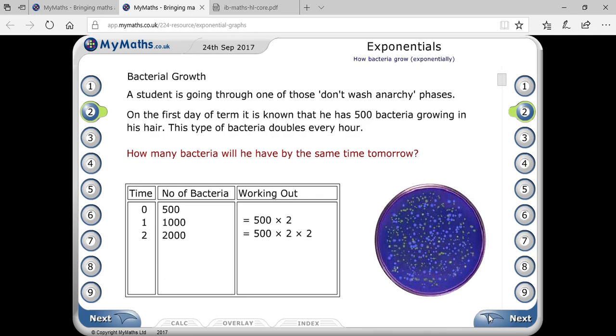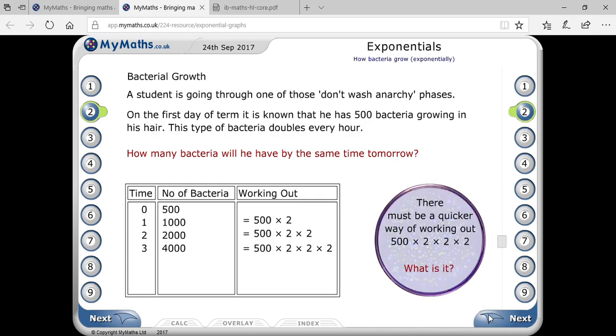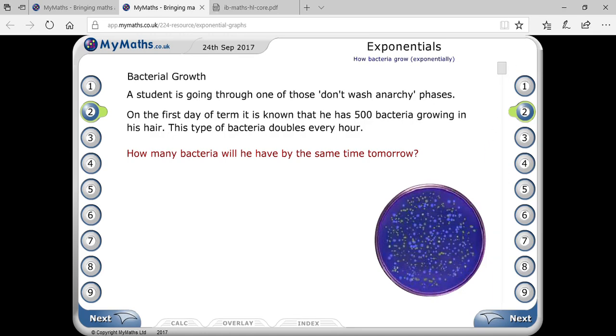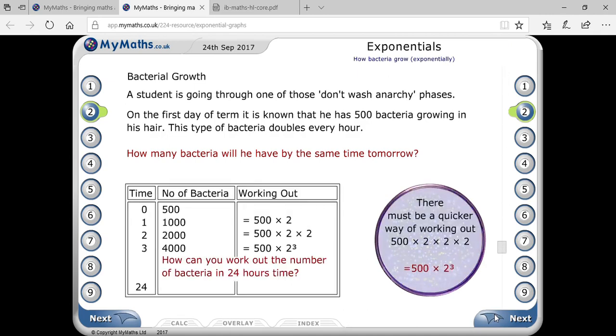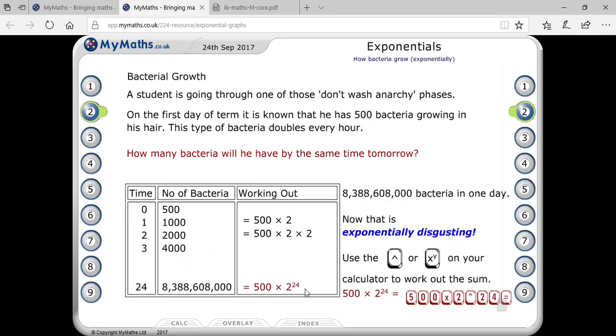So 0, 1, 2, then 4. There must be a quicker way of working out 500 times 2 times 2 times 2. So 500 times 2 to the power 3. Before, the bacteria was like this, and then they are doing all that. So now 500 times 2 to the power 24. 500 times 2 to the power 24.